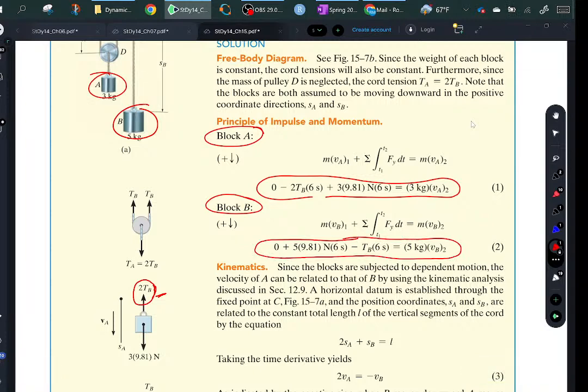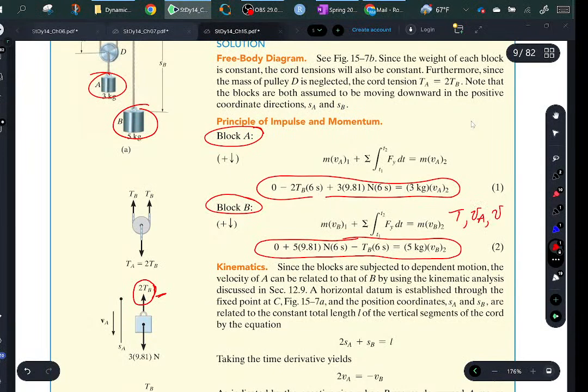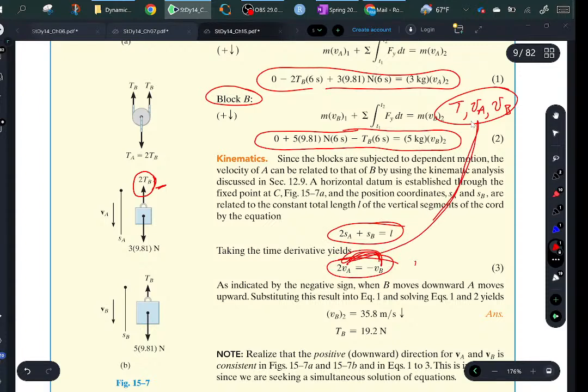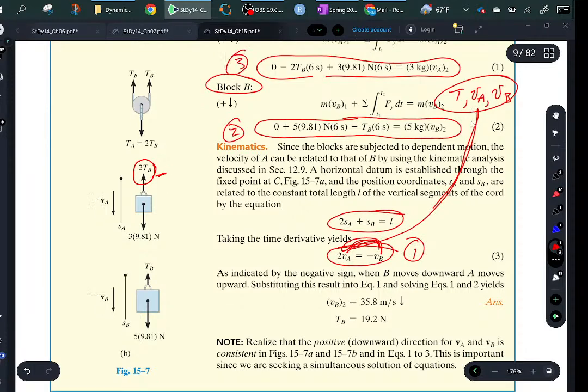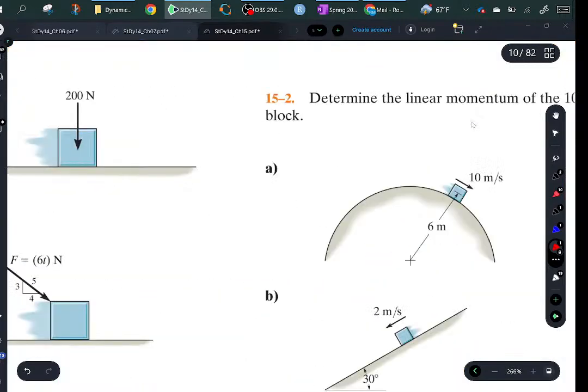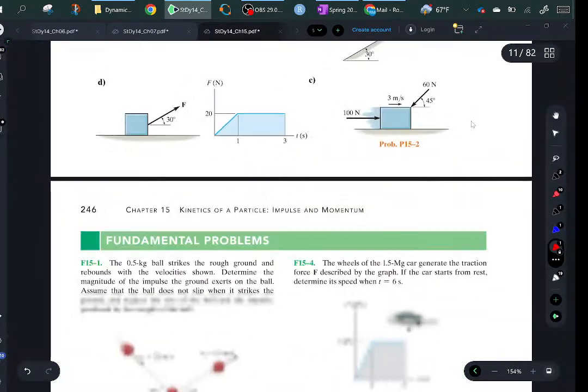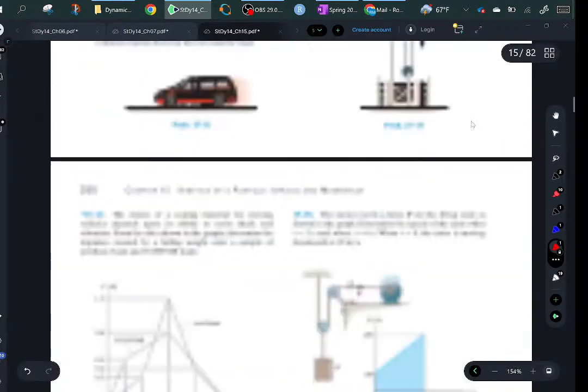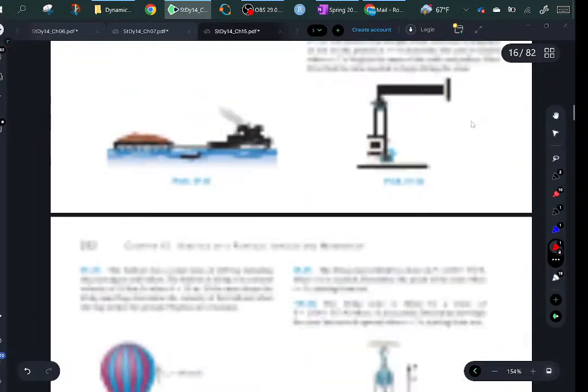But at this point, it looks like you have the tension, you have the velocity of A, the velocity of B, so you need something else. So this is where you use the length of the rope, you take its derivative, and you have a relationship between dA and dB, so you have 3 equations. So we will solve some of these later. But the goal here is to take us all the way through the chapter right now.